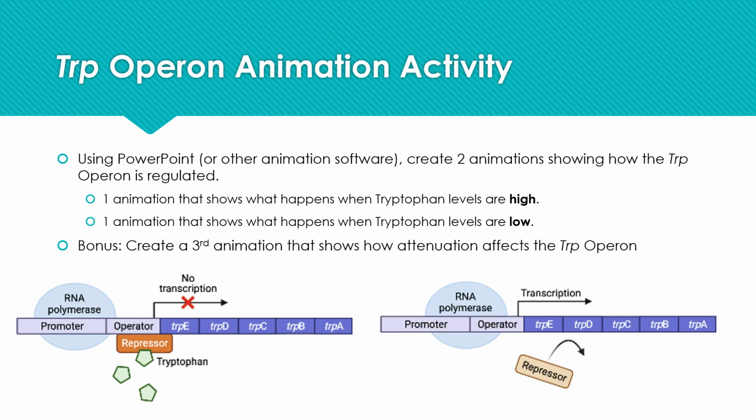To help get your head around what the trp operon is doing, I have an activity for you. And it's relatively simple. Just using something like PowerPoint or other animation software that you have and can work, I want you to create 2 animations that show how the trp operon actually is regulated. One of those animations should show what happens when tryptophan levels are high, and another animation should show what happens when the tryptophan levels are low. If you want to, you can also create a third animation that shows how attenuation actually affects the trp operon. This is a trickier process, but if you think you're up to it, by all means give it a go.